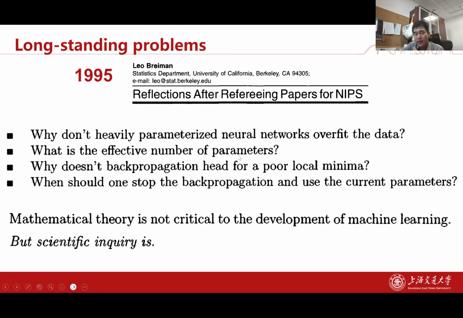There are so many parameters, but does each parameter play an important role in the neural network? We don't know. Maybe they are redundant. So what is the effective number of parameters? And then there are also some training issues. Why doesn't backpropagation get hit by a poor local minimum? And when should one stop backpropagation and use the current parameters?